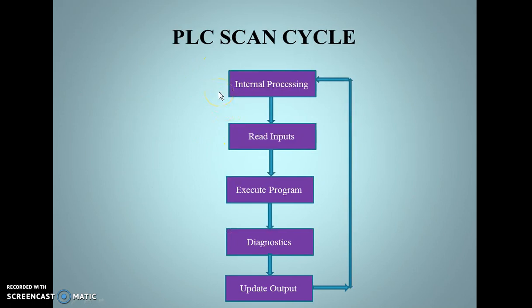Let's try to understand the PLC scan cycle. Once the PLC is turned on, it does internal processing. Over here, it checks the status of each of its peripherals. Then it reads input from the input module and executes the program. And if there is any problem or any mistake in the program, that is diagnosed in the diagnostic cycle. And after that, the output statuses are updated. This process continues until the complete program of the PLC or complete process is executed.